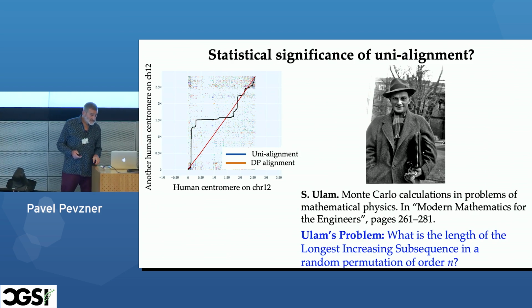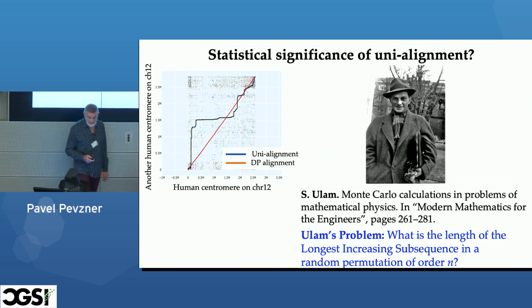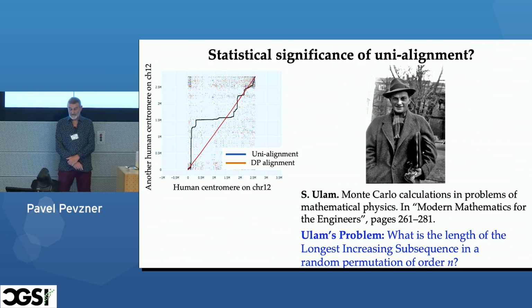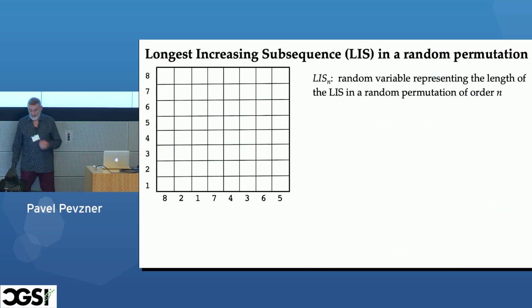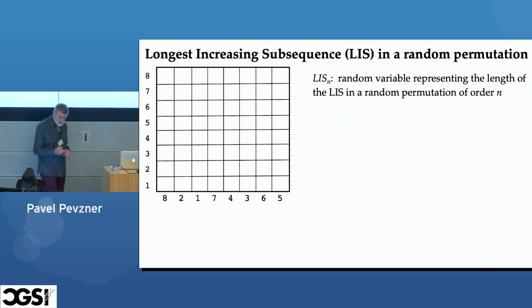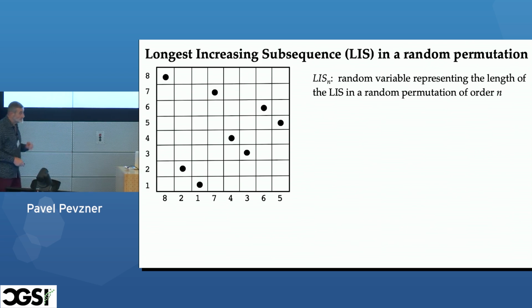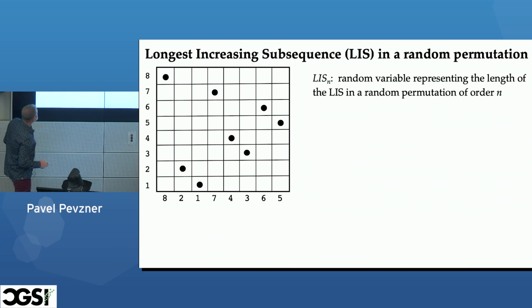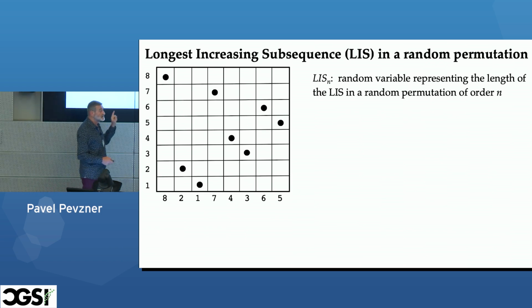And this question actually goes back to the old problem that Stanislav Ulam raised. He asked, what is the length of the longest increasing subsequence in a random permutation of order n? Once again, the longest increasing subsequence question. Here are two permutations, and I put dots at the positions where they have the same element. So there are 8 dots in this diagram.